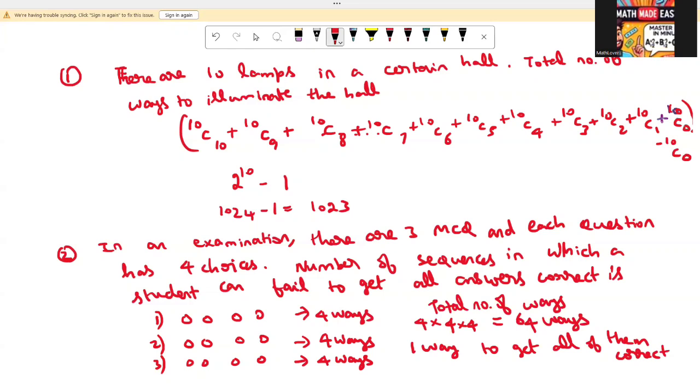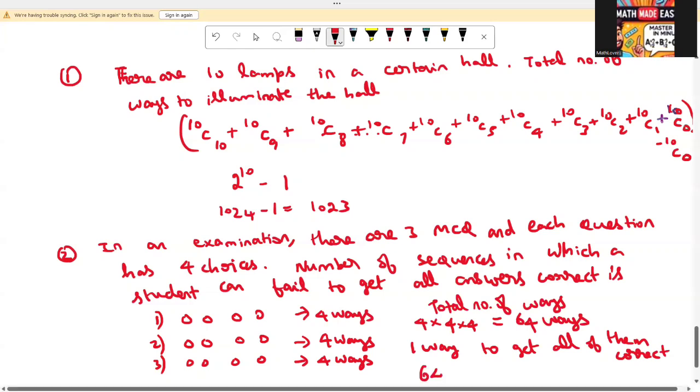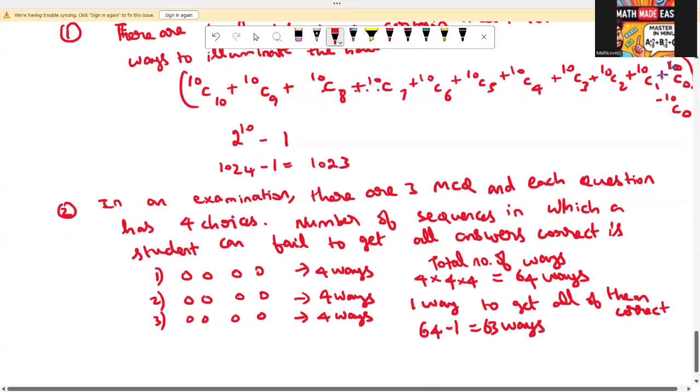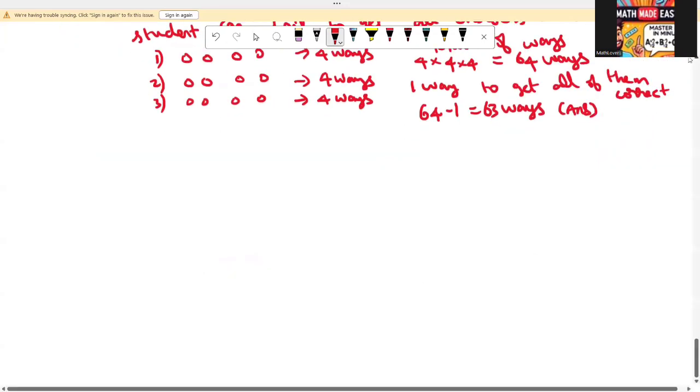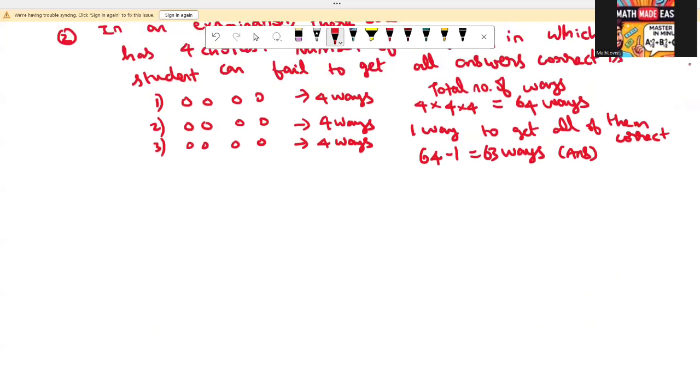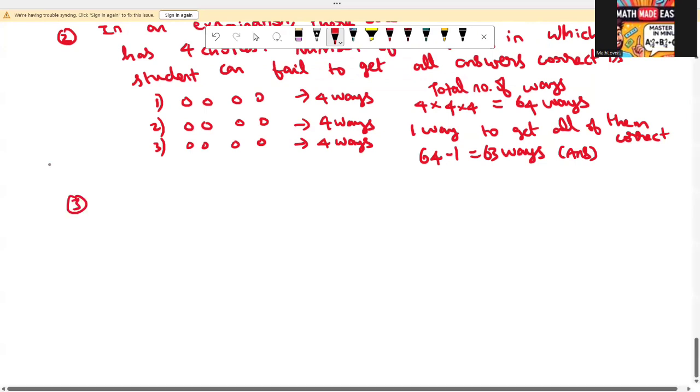So we can clearly understand. From 64, if you remove that one way, you get 63. So in the remaining 63 ways, he will not be able to get all the questions right. So 63 ways will be the answer for this question. In all the 63 ways, he is not going to get all the questions correct. Maybe he might get two questions correct, one question correct, but he will not be able to get all the questions correct. Hope you enjoyed that question. So let's see the next question.